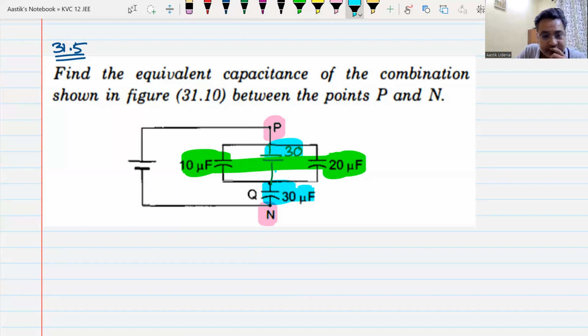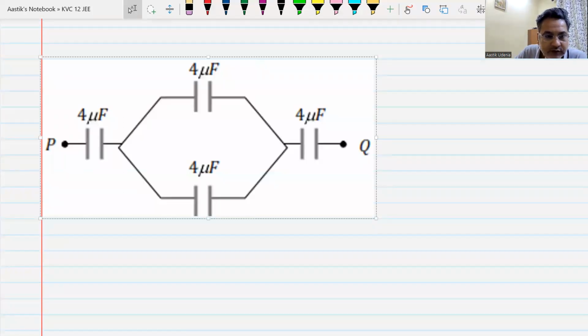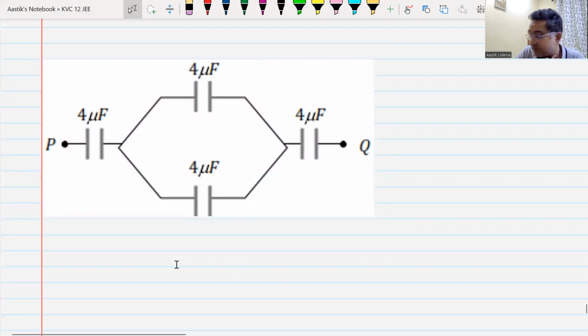Then the next one, again scrolling down the book. Okay, let me take it from here. Tell me what is the answer for this one? Effective capacitance between P and Q.